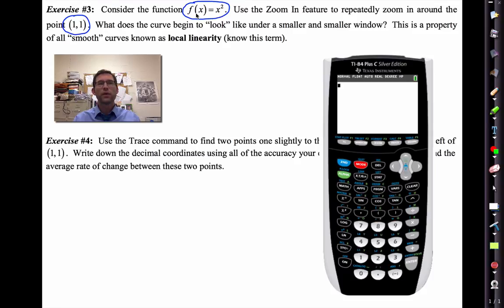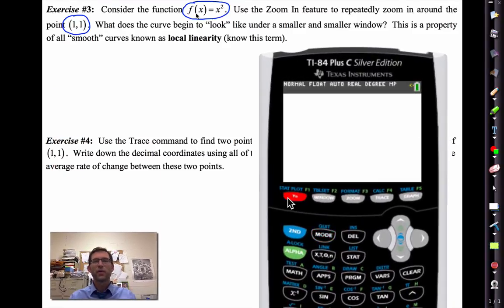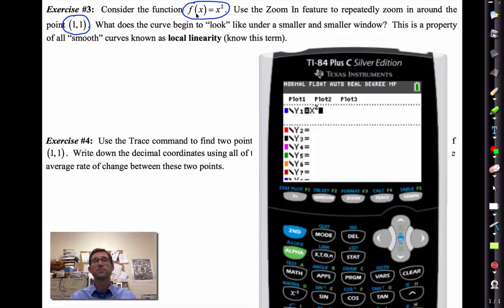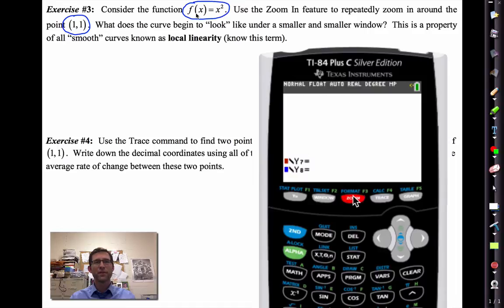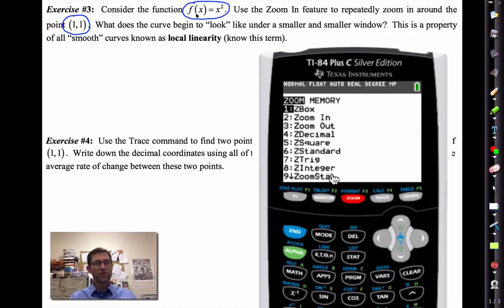All right, let's go into y equals. Clear out any equations you might have there. And I'm going to put x squared in. All right, very simple function, shouldn't take us much time. All right, and now what I'm going to do is I'm going to do a standard zooming window. In other words, I'm going to go from -10 to 10 in the x and -10 to 10 in the y. I can do that by just hitting the zoom button, the one that's up here. And then I go down to zoom standard and hit enter.